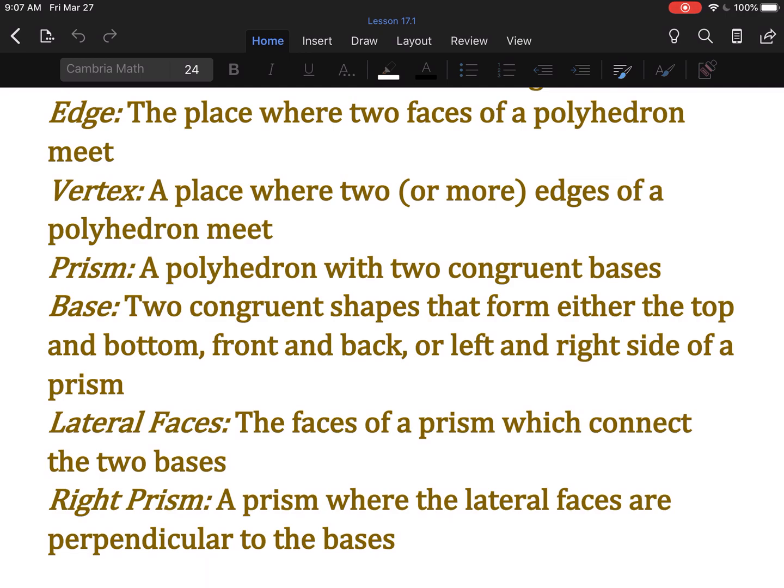A right prism is a prism where all of the rectangular faces meet the bases at 90 degrees. All of the prisms that we deal with in 6th grade, in 7th grade, even in 8th grade, will be right prisms. Okay? If it's not a right prism, and they do exist, then some of the properties get a little messed up, and we're not dealing with that.